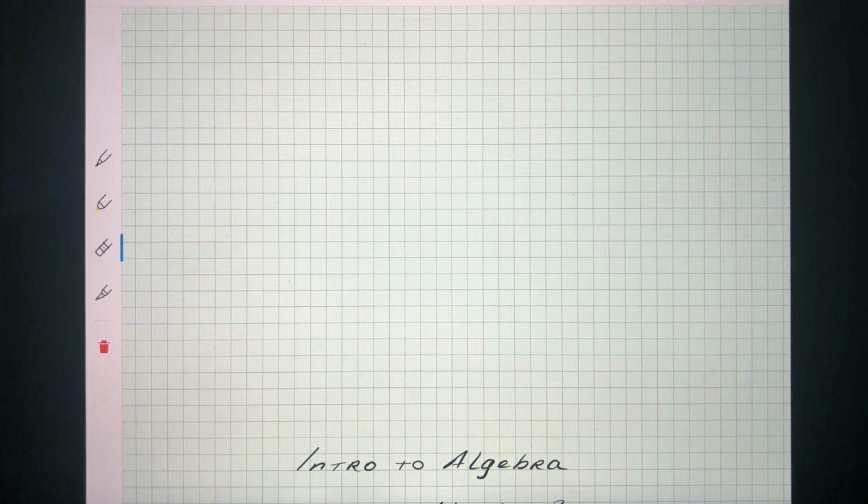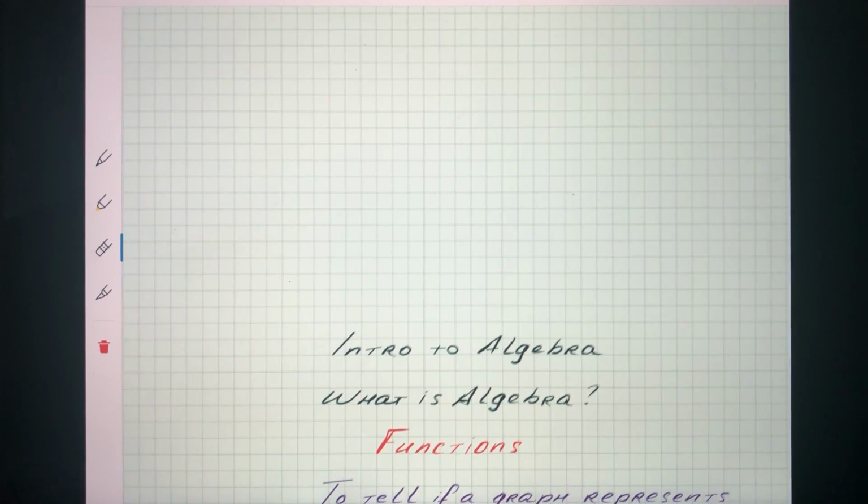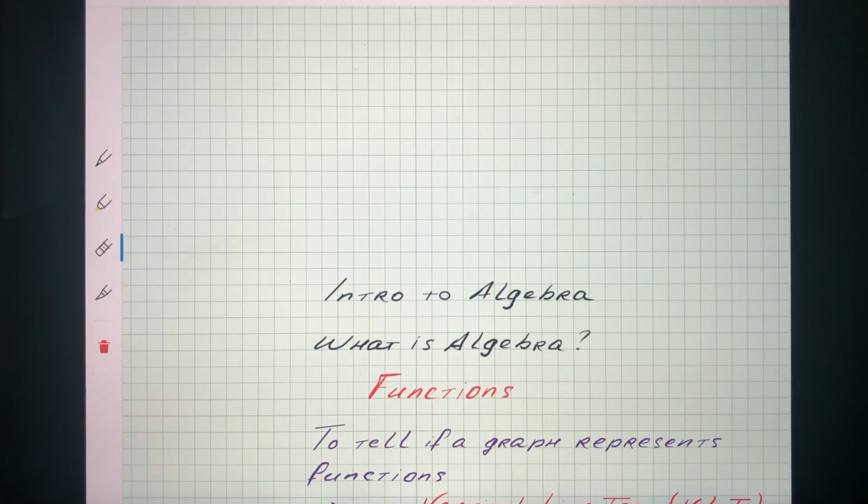Hello, in this video, let us talk about what is algebra and what do we usually cover in a typical algebra class. So, what is algebra? Algebra usually covers the functions. So how do we tell if something is a function versus something that is not a function?